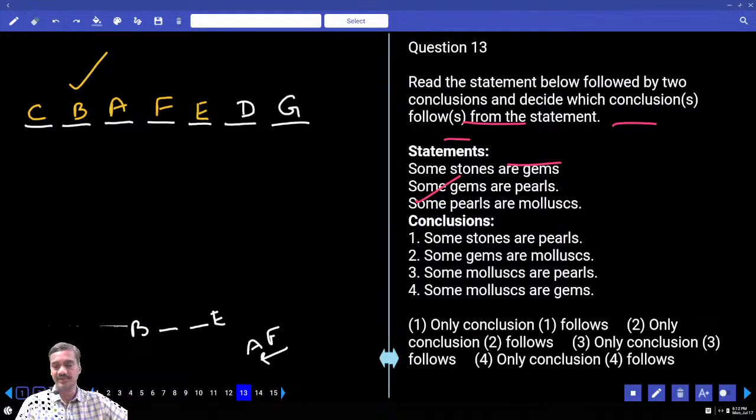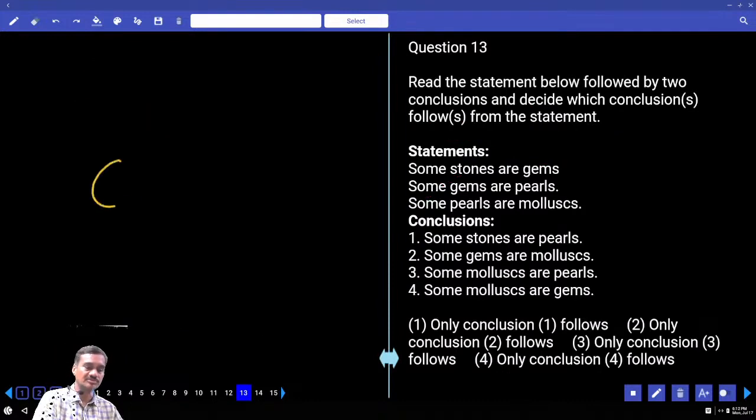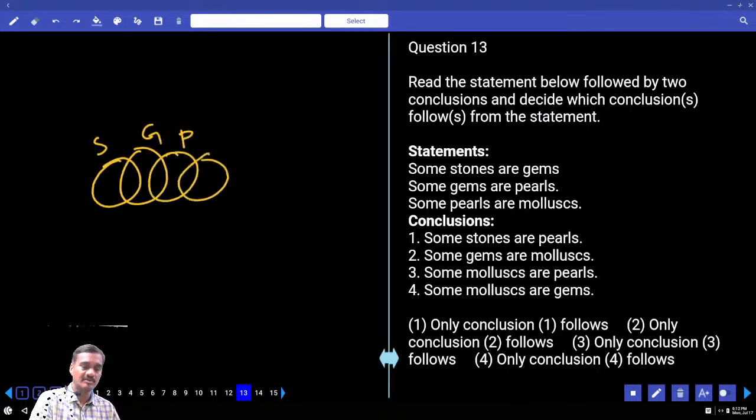Clear? The next one, 13th one. Some stones are gems. Now some stones or gems can be written like this, stone and a gem. And some gems are pearls, and some pearls are mollusks. Then some stones are pearls. Some gems are mollusks, and gem and mollusk have no relation, and mollusks are pearls. Mollusk and pearl, that is definitely true.